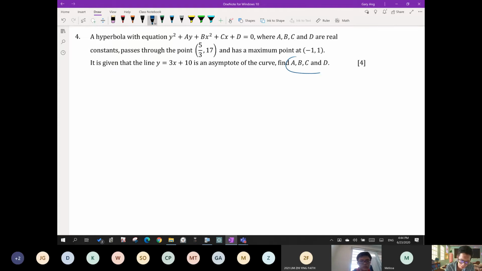Now you probably guess that if I'm trying to find A, B, C, D, I need to probably form 4 equations, and there you go. You're at some simultaneous equation question again. Which means there are 4 equations, 4 unknowns. Try to solve something like that. But first thing, I need to form the equations.